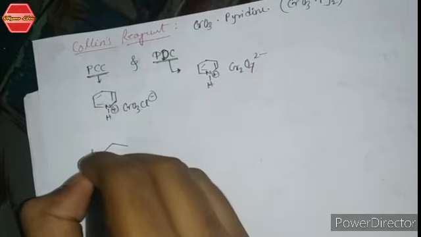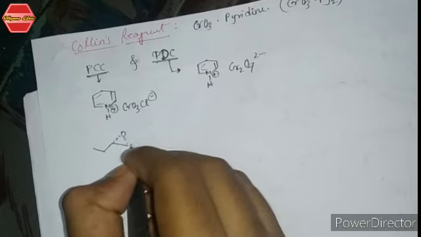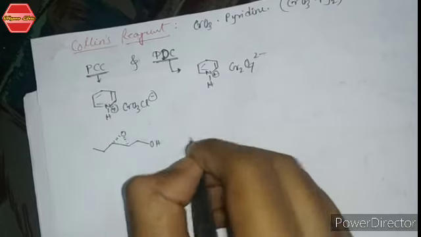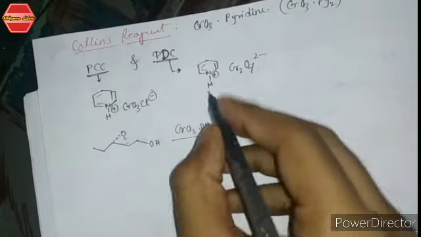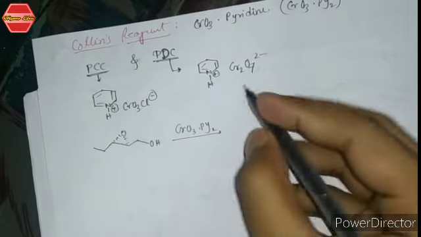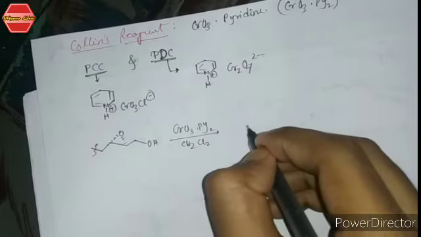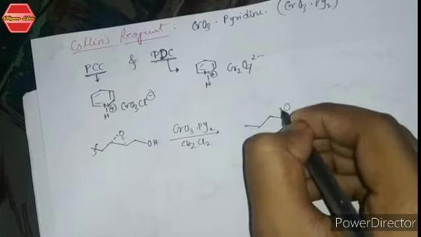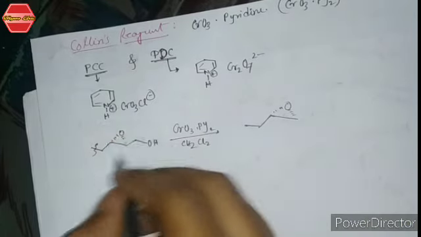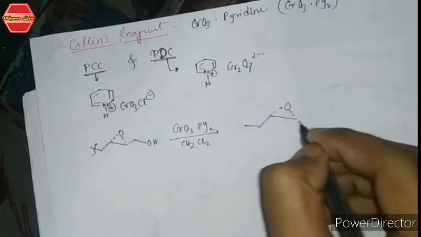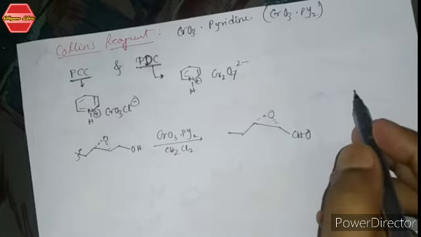We take an example like this. CrO3 and pyridine, this is actually Collins reagent, and you have to put some solvent here, and this is the rest part. This is a primary alcohol nearest to this epoxide. So this primary alcohol will finally convert to this aldehyde. So alcohol is converted to aldehyde.